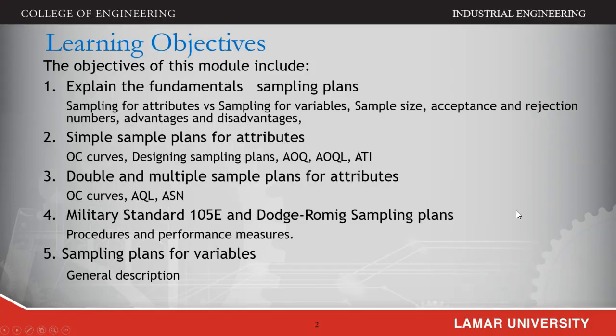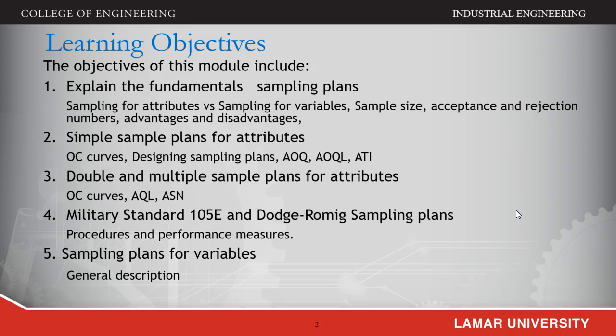The learning objectives for this module include explaining the fundamentals of sampling plans, including the difference between attributes and variable sampling plans, the function of the sample size, the acceptance and rejection numbers, and we're going to talk about the advantages and disadvantages of using them.